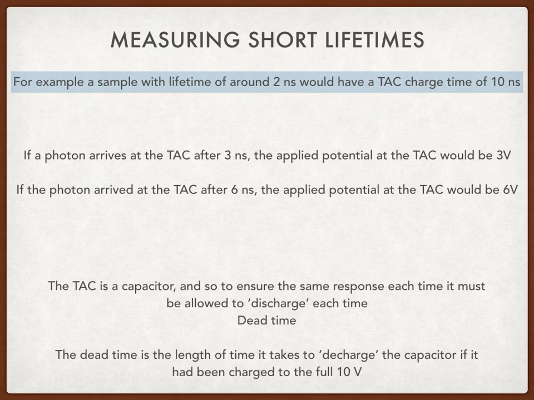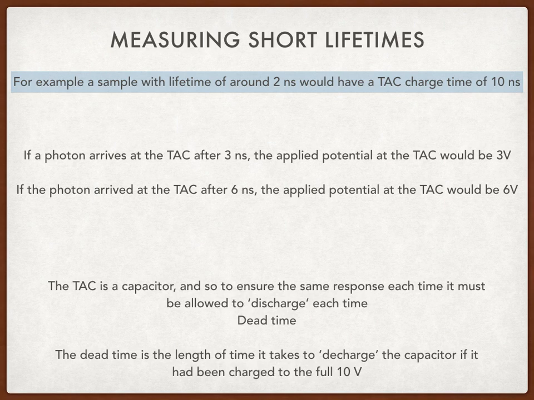If I look at that in terms of what's happening, if my TAC is charging between 0 and 10 volts, then if my photon arrives after 3 nanoseconds, I would expect to see 3/10 of my total time. So I've set my total time for 10 nanoseconds, my photon arrives after 3 nanoseconds, and I would expect to see the TAC stopping when the applied voltage is 3 volts. If it's 6 nanoseconds, it would be 6 volts.